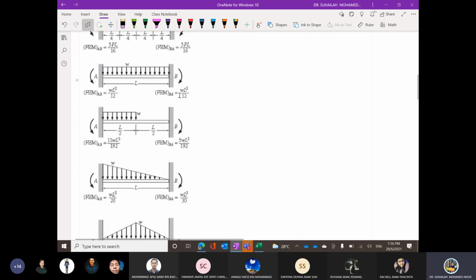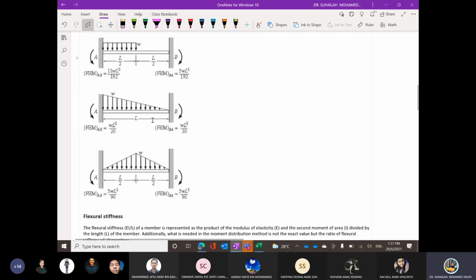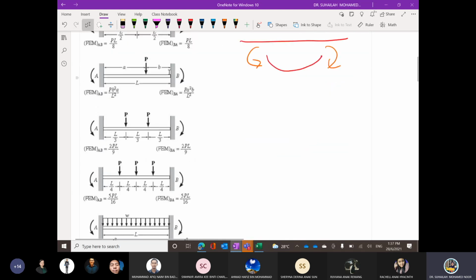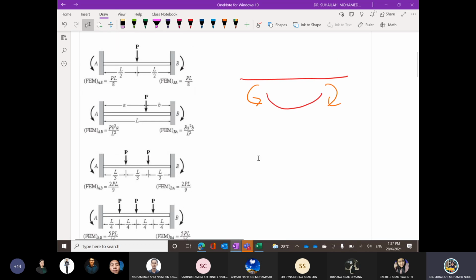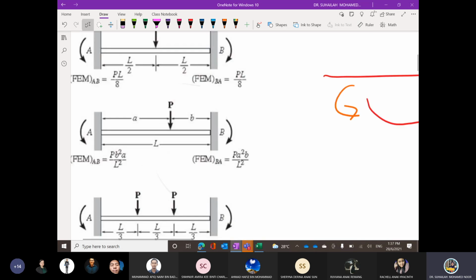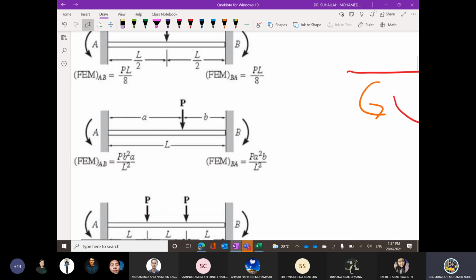And don't worry, at the end of analysis in the table, we will get the moment at A, which is at the roller end, equal to 0. So for the first member AB, A is equivalent to 3, B is equivalent to 7, so we need to use this formula. Please calculate for me when P is 10, A is 3, B is 7. Please calculate for me the fixed end moment using these two formulas.